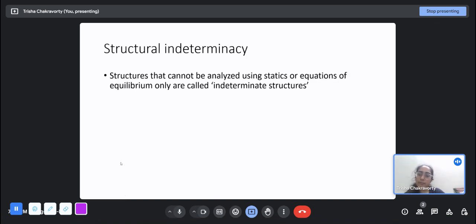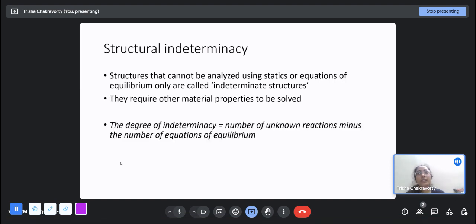Structural indeterminacy. Structures that cannot be analyzed using statics or equations of equilibrium only are called indeterminate structures. They require other material properties to be solved. That is basically if there are more number of unknown reactions than the number of equations of equilibrium that we can have, we will of course need some additional equations to solve the additional forces.